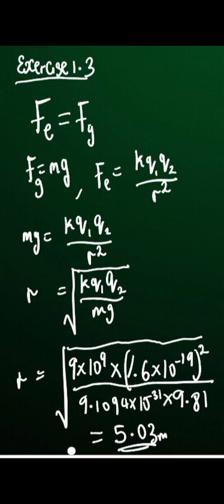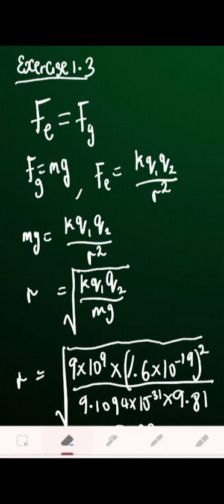All right, so let's go to the next question here. It says, example 1.4: two spheres placed 30 cm apart have equal charges. How many excess electrons must be present on each sphere if they experience a repulsive force of 2.30 times 10 raised to the power minus 22 Newton? Assume free space between them.